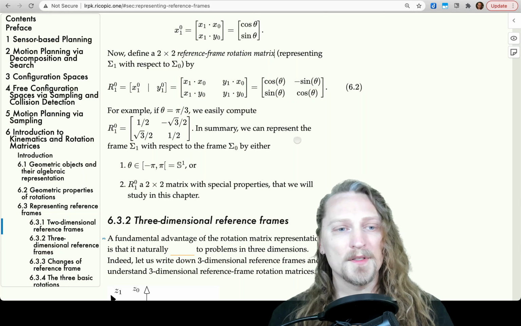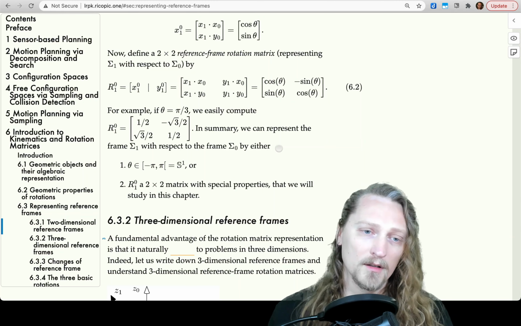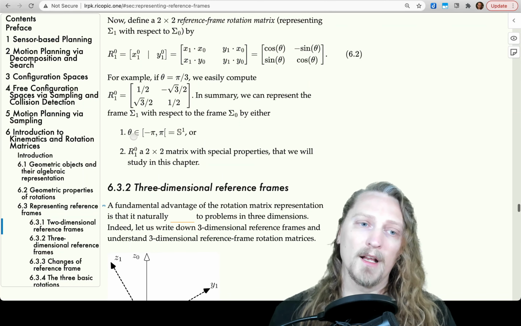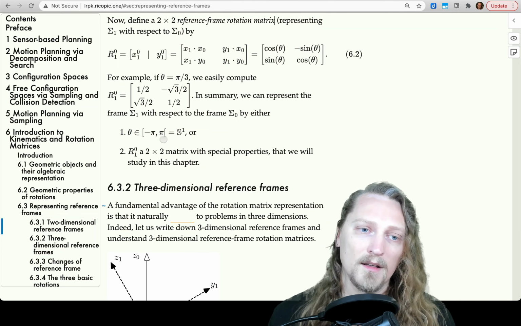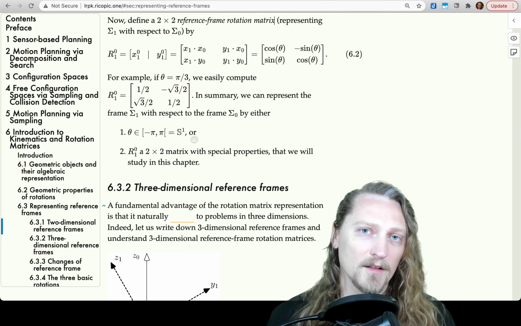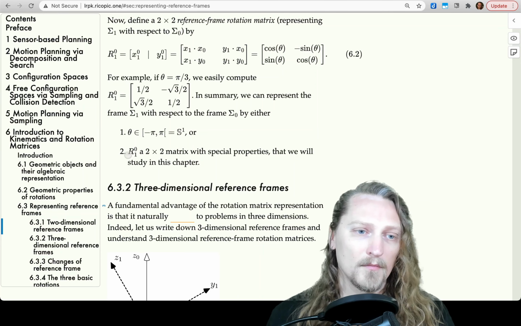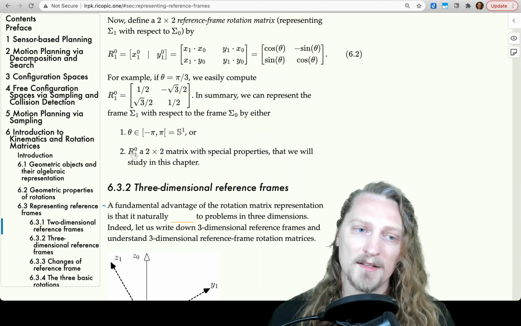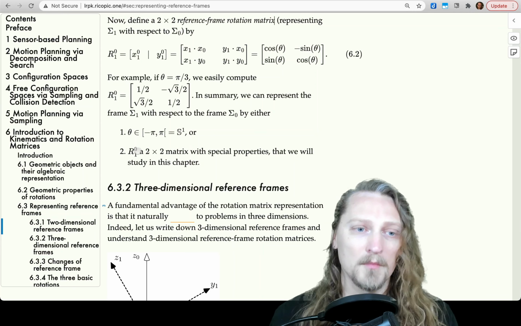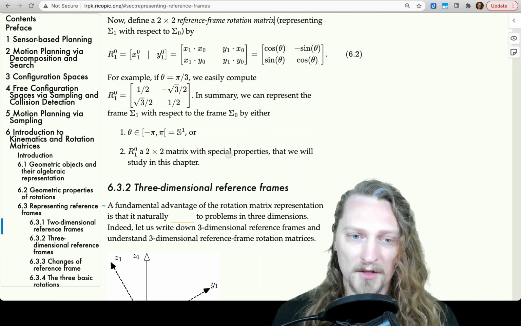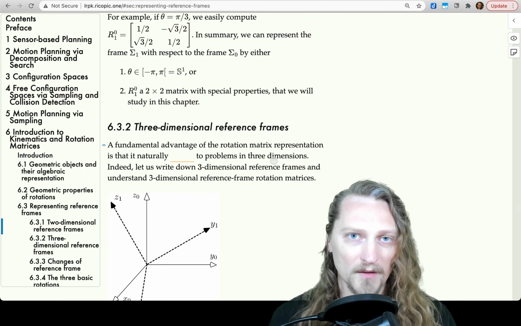In summary, we can represent the frame sigma 1 with respect to the frame sigma 0 by either 1, using an angle theta, which is an element of the interval from negative pi to pi, which is just S1, right? Our one-dimensional sphere. Or 2, we can represent it as a rotation matrix, R1, written in the other reference frame, which is 0 in this case, a 2x2 matrix with special properties that will be studied in this chapter. So we're going to look at them a little bit further.